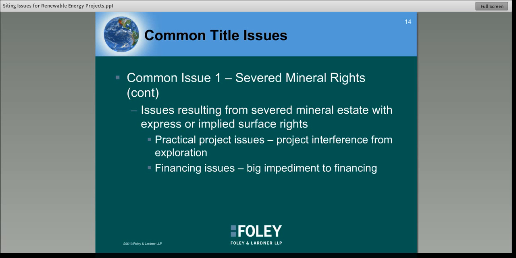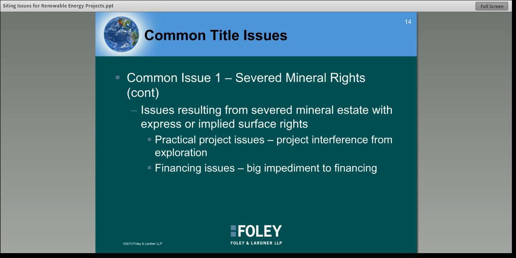So what issues does this cause when you have a mineral estate holder that has either express or implied surface rights? These fall in two categories. Number one is practical project issues. You really don't want a company showing up on your site once you've been constructed and you have your whole site covered in solar panels or wind turbines and collector lines, and they say, hey, we have these mineral rights and we want to build these big wells on your property. Obviously, that causes problems for your operations.